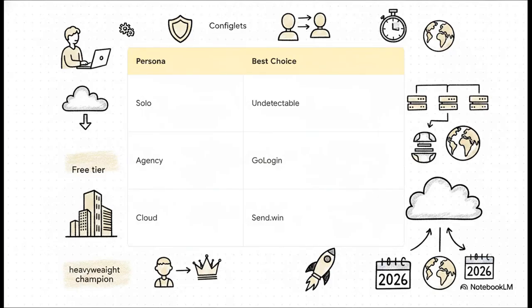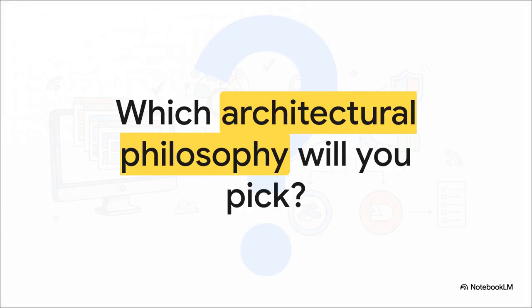Bringing all of this data together, the source lays out a really handy map of exactly which tool fits which user persona. If you're a solo affiliate who deeply values local data privacy and wants a generous free tier with those easy configlets, Undetectable Browser is your go-to tool. If you run an agency managing a ton of e-commerce accounts and you need higher profile limits with killer automation support, GoLogin is the heavyweight champion. But if you demand absolute cloud scalability without any hardware constraints holding you back, the source points to Send.win as the ultimate 2026 choice.